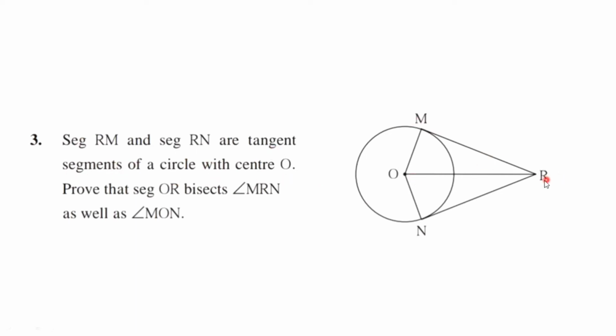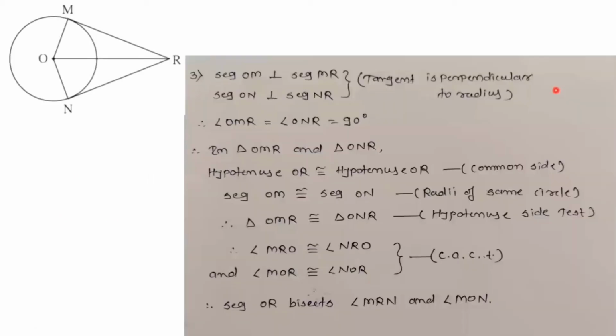So RM and RN are two tangent segments given, and we have to prove that segment OR bisects angle MRN as well as angle MON. So we have to prove OR is the angle bisector of angle MRN and angle MON. So let's try to solve this. The diagram is given over here.